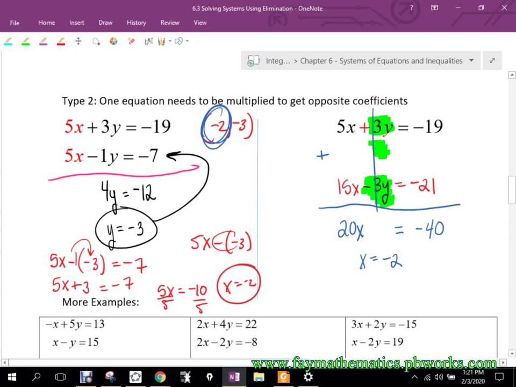Now, when you plug back in, I'm going to stop just for the sake of time, but if you're going to plug that negative 2 back into one of those equations, we do it. Plug negative 2 in here. What's that give me if I put negative 2 right there? Negative 10. How do I get that negative 10 over here? I add it. So it'd leave me with 3y equals, what's negative 19 plus 10? Negative 29. Careful, negative 19 plus 10. Negative 9 though, right? So I have 3y equals negative 9.